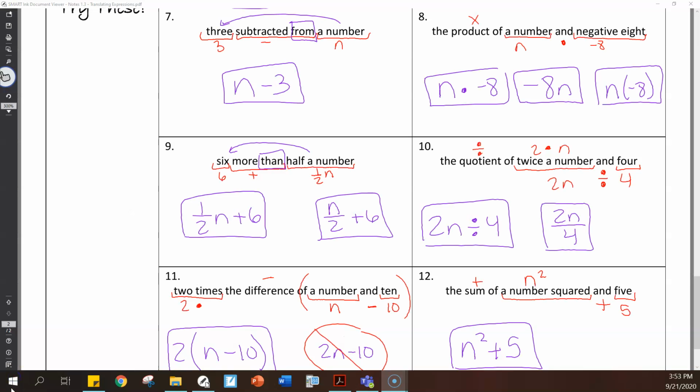All right, check your answers for 7 through 12. A couple of things to be aware of. Number 7, remember that from is a turnaround word, so that tells me I have to switch the 3 and the n. Same thing with number 9 with that than.